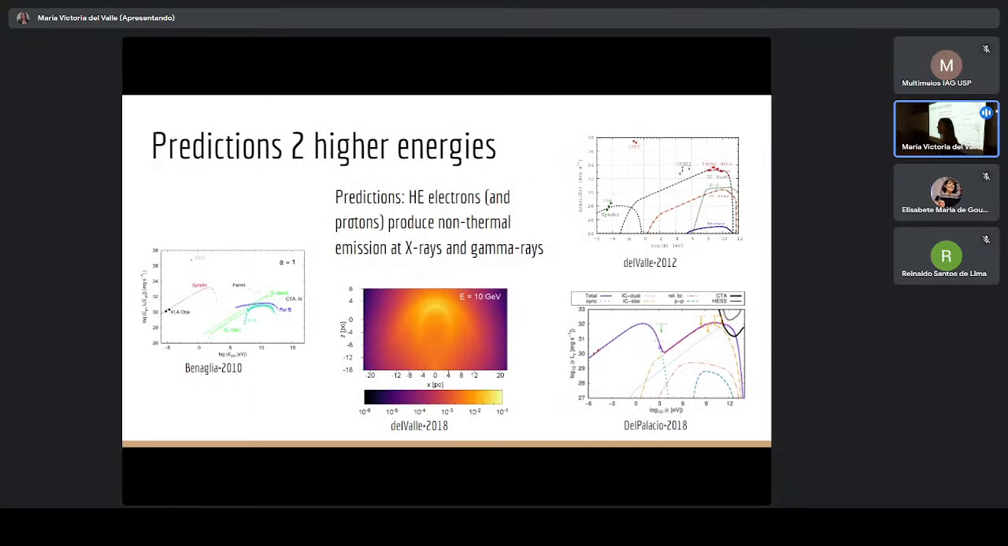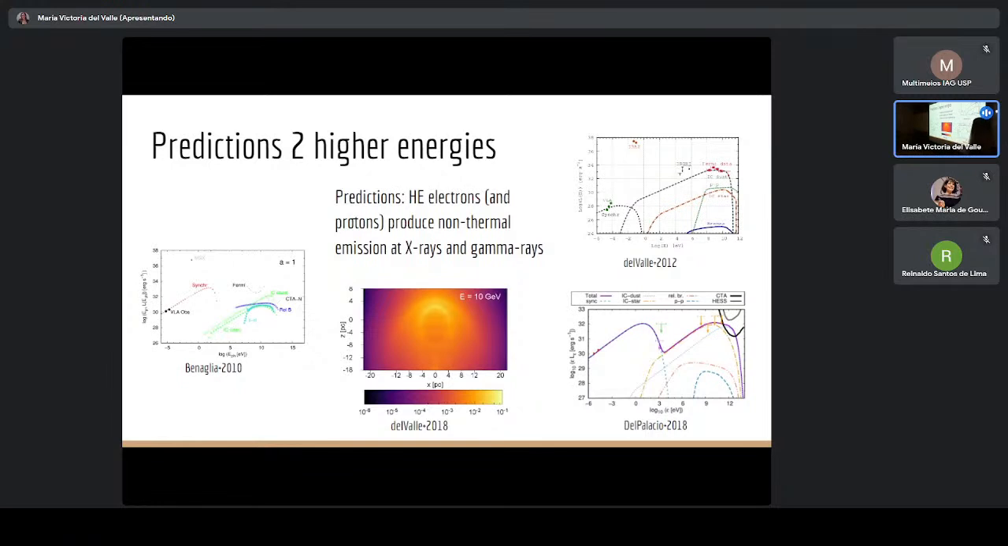Can produce emission at other wavelengths. So this is what the models are predicting. We expect non-thermal emission also at higher frequencies. And how is this happening? Well, we have the high energy electrons, and in the sources we have matter, and we also have radiation fields, and we have also the magnetic field. And the non-thermal emission is produced when these particles interact further with these other fields there, the target fields.